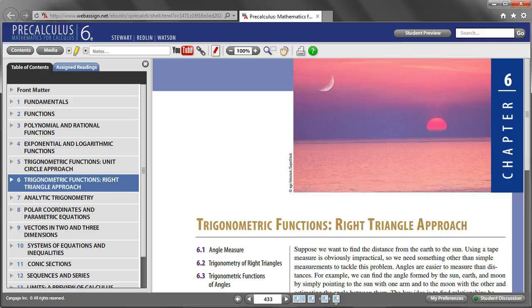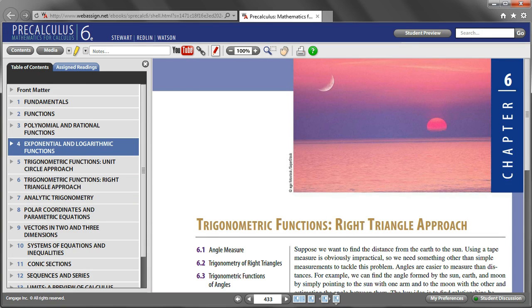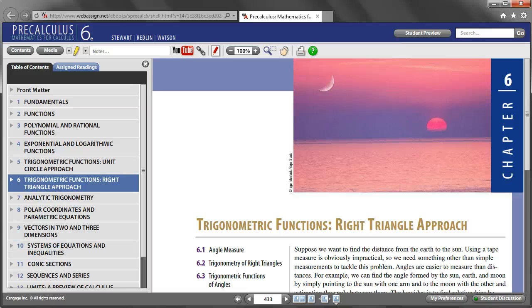Now, the first 4 chapters concern college algebra, 1, 2, 3, and 4. And then chapter 10 also belongs to college algebra. Now, where do we begin? Chapter 5 or chapter 6 both talk about trigonometry, and it's a little bit puzzling.